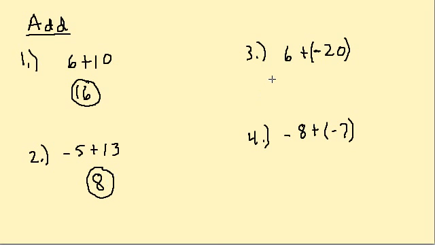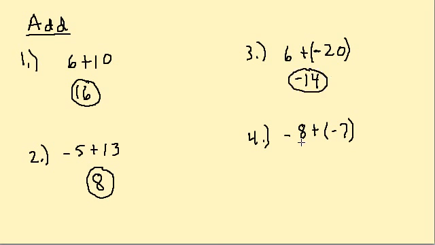Let's take a look at number 3. 6 plus negative 20. The 6 is positive, the 20 is negative, so we find the difference. The difference of the two is 14. 20 is larger than 6, and 20 has a negative sign, so our answer is negative.